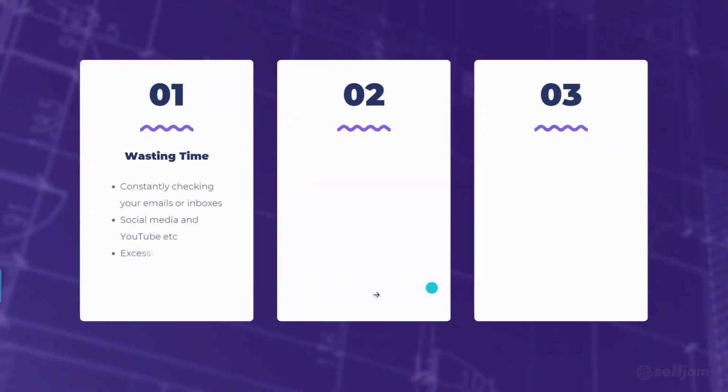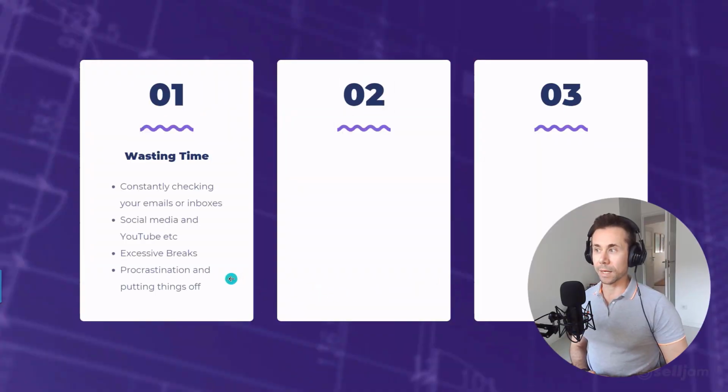The first one is wasting time. This is where you do things like constantly checking emails, checking up on social media and watching YouTube videos, that sort of thing, taking excessive breaks, procrastination and putting things off. Procrastination is quite an important topic, and it's something we will look at in a later lesson. The important thing with all of these is to identify some of them that maybe you do in your ordinary day, and once they've been identified, the next job is to try and reduce them and ultimately eliminate them.